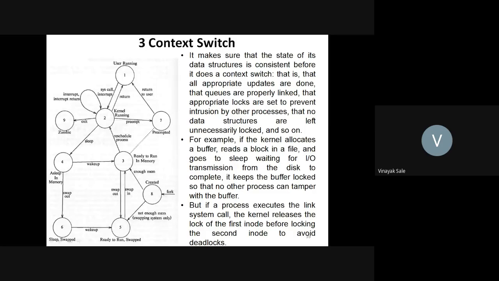For example, if the kernel allocates a buffer, reads a block in a file and goes to sleep waiting for IO transmission from the disk to complete, it keeps the buffer locked so that no other process can tamper with the buffer. But if a process executes the link system call, the kernel releases the lock of the first inode before locking the second inode to avoid deadlocks.